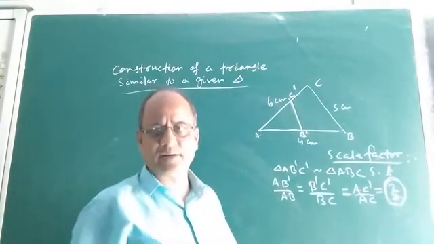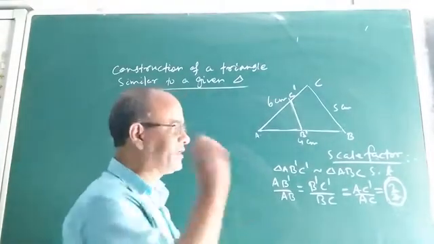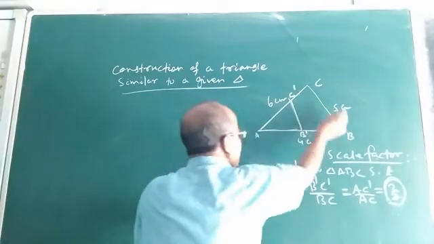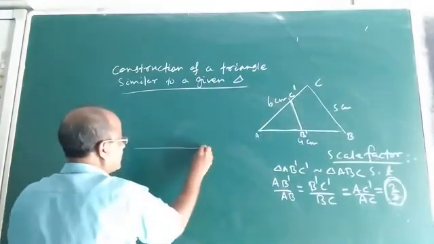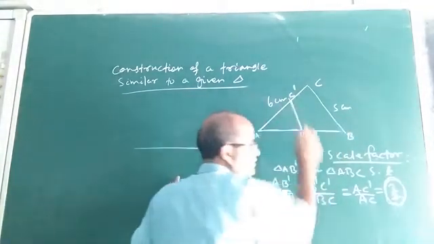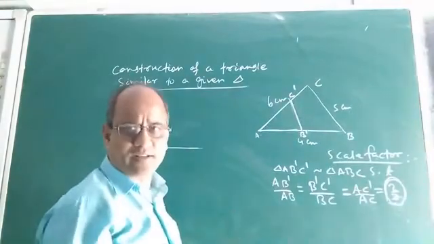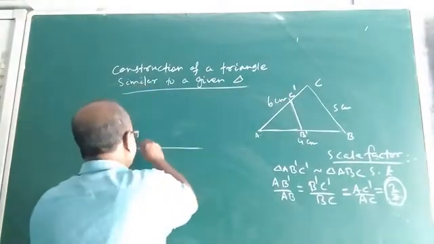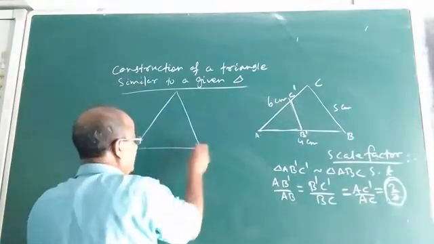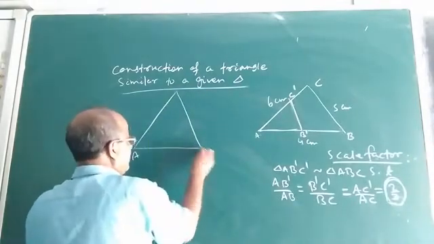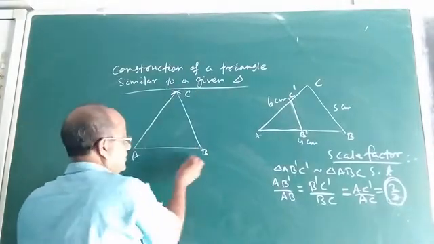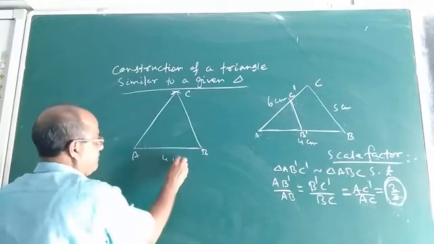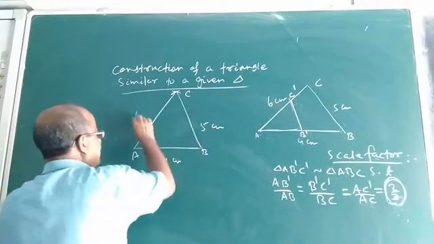Okay, now let me discuss the process. What is the first step? First you have to construct triangle ABC. Because you are already given the measurements of the three sides, you can easily construct the triangle. Suppose this is my triangle ABC. This is the required triangle ABC, with sides 4 cm, 5 cm and 6 cm.